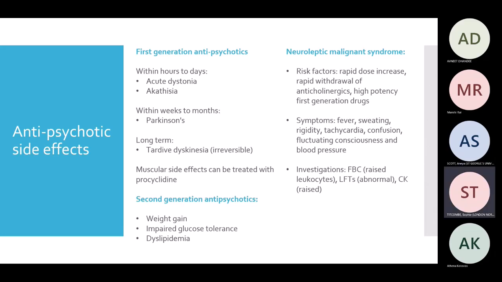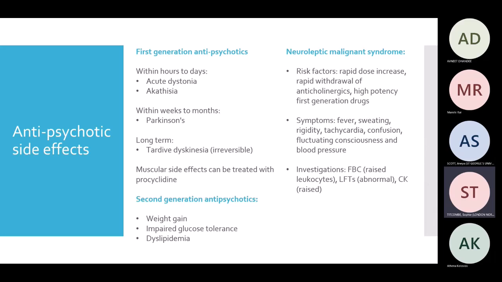The final thing it's worth covering when thinking about the side effects of antipsychotics is neuroleptic malignant syndrome. This is a collection of symptoms including fever, rigidity, tachycardia, confusion, and fluctuating consciousness and blood pressure. So when you've got a patient presenting with these features and you know that they are on an antipsychotic, and maybe there's recently been an increase in their antipsychotic or they've recently stopped taking their anticholinergics, then neuroleptic malignant syndrome is something you want to think about.